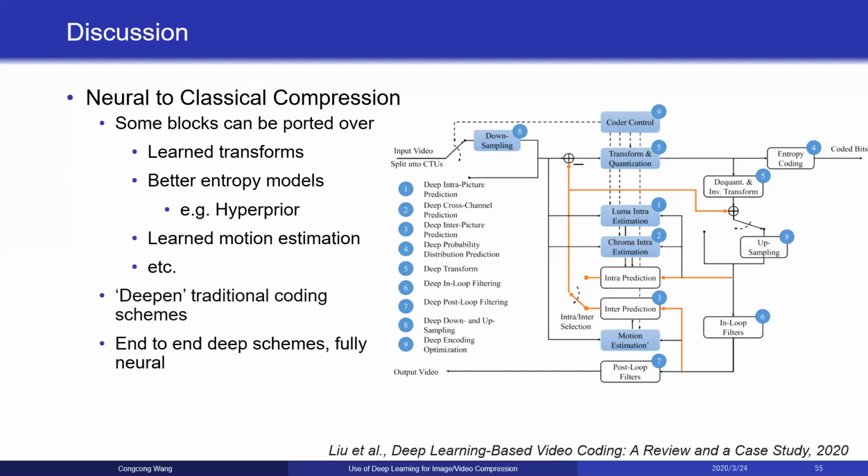I only show a simple video coding framework. For video compression, there are actually more blocks that can be explored by deep learning. As shown in the figure here, the blue blocks can all be explored by deep learning, like replacing one or some of the individual blocks by a network, or deepening the whole workflow. There's still large space to explore in deep learning-based image and video compression, especially video compression.